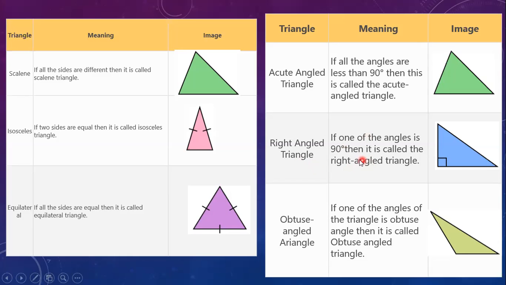Next, right angle triangle. If one of the angles is 90 degrees, then it is called a right angle triangle. Next is obtuse angle triangle. If one of the angles of the triangle is an obtuse angle, that means more than 90 degrees, then the triangle is called an obtuse angle triangle. This is the example. So these are the triangles based on sides and based on angles.